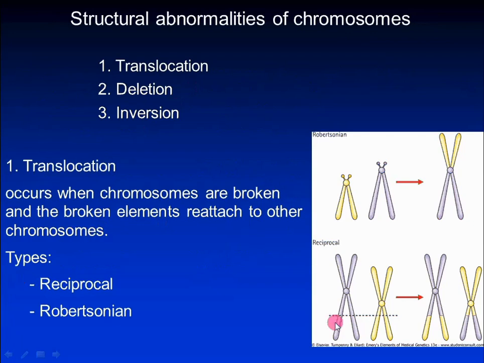As shown here, two chromosomes are broken and broken elements exchange so that there's no net gain or loss of genetic material. This type of translocation is called reciprocal translocation. On the other hand, these two are acrocentric chromosomes. When they are broken, two long arms are joined while two short arms are lost. This type of translocation is called Robertsonian translocation.